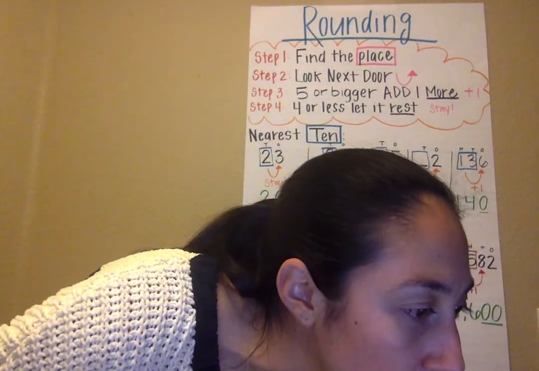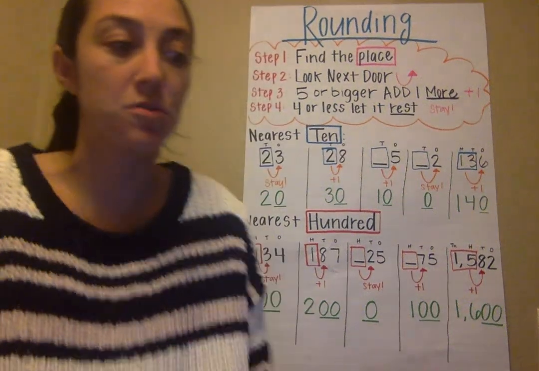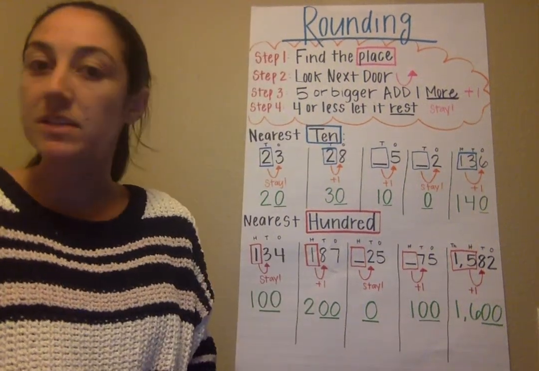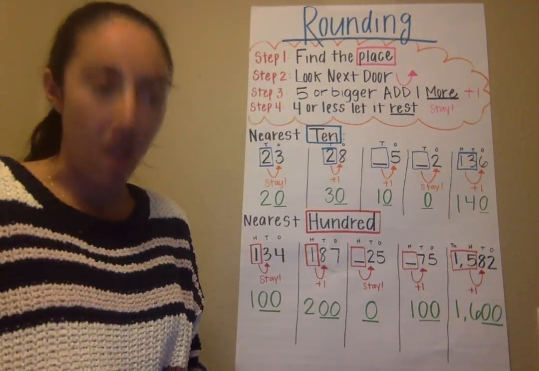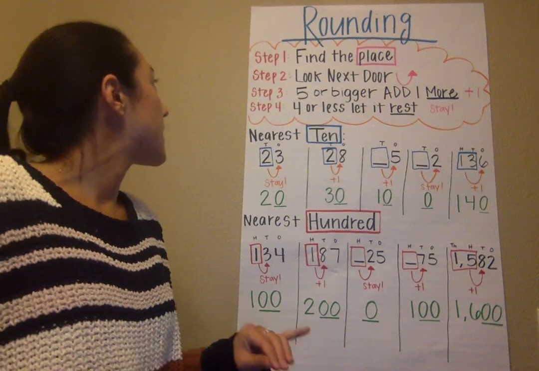There's only a total of 24 problems for today, so 12 for rounding to the tens place and 12 for rounding to the hundreds place. So we can get started.